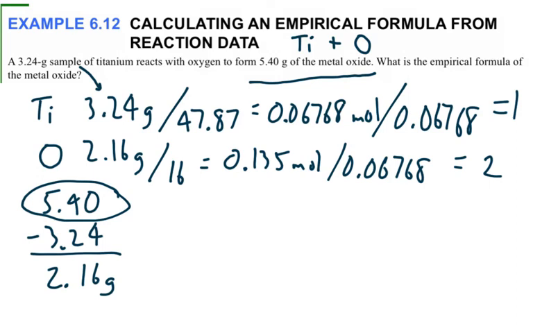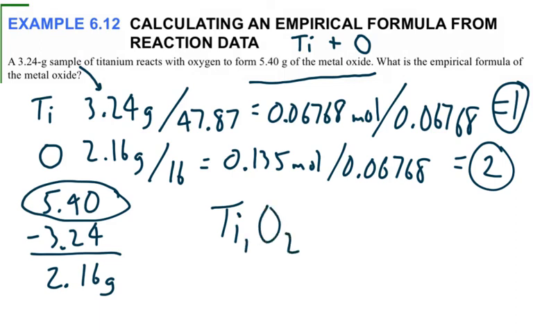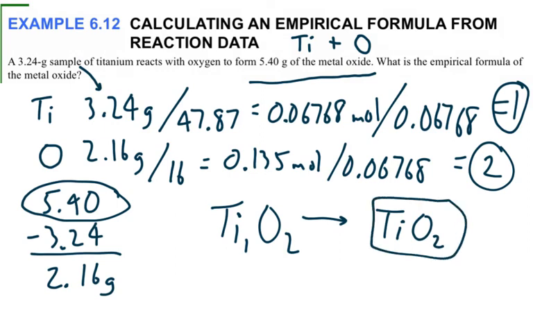Now, I have great news for you. We don't have to do any extra steps, because if after you do the second step where you're dividing by the lowest number of moles, the numbers are already whole numbers, you are done. So the empirical formula here is 1 titanium and 2 oxygens. In chemistry, the ones don't have to be written, they're understood. So you could simply write it as TiO2, and that is our final answer.